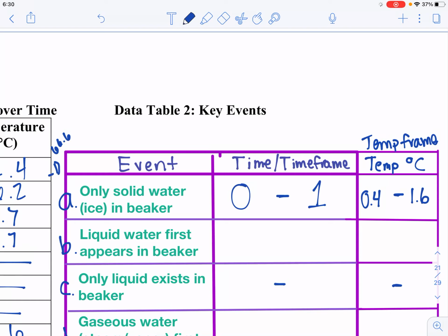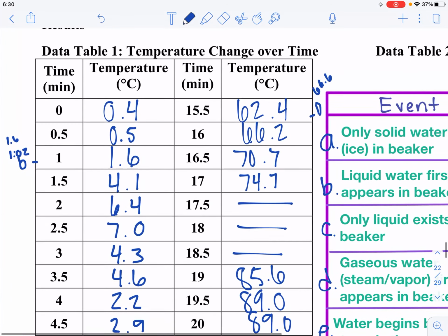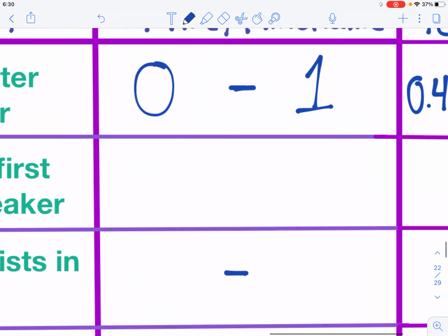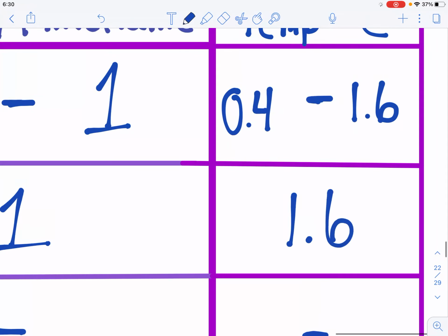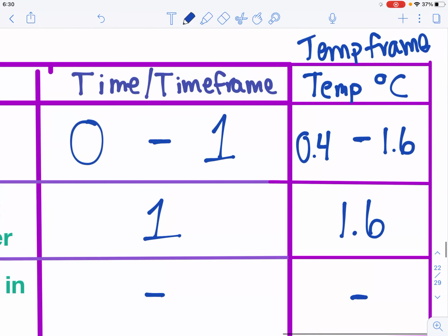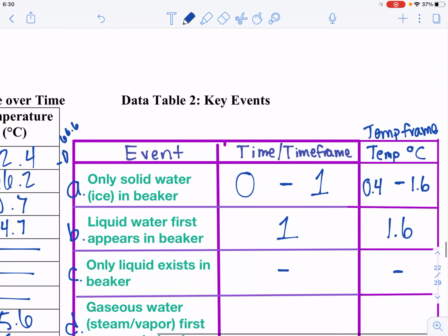All right, now letter B says liquid water first appears in the beaker. That's your letter B in class that we did. So that was at 1 minute. And that was at 1.6 degrees. So this number, the ending time frame from letter A, is the same as the instance that we need from letter C.